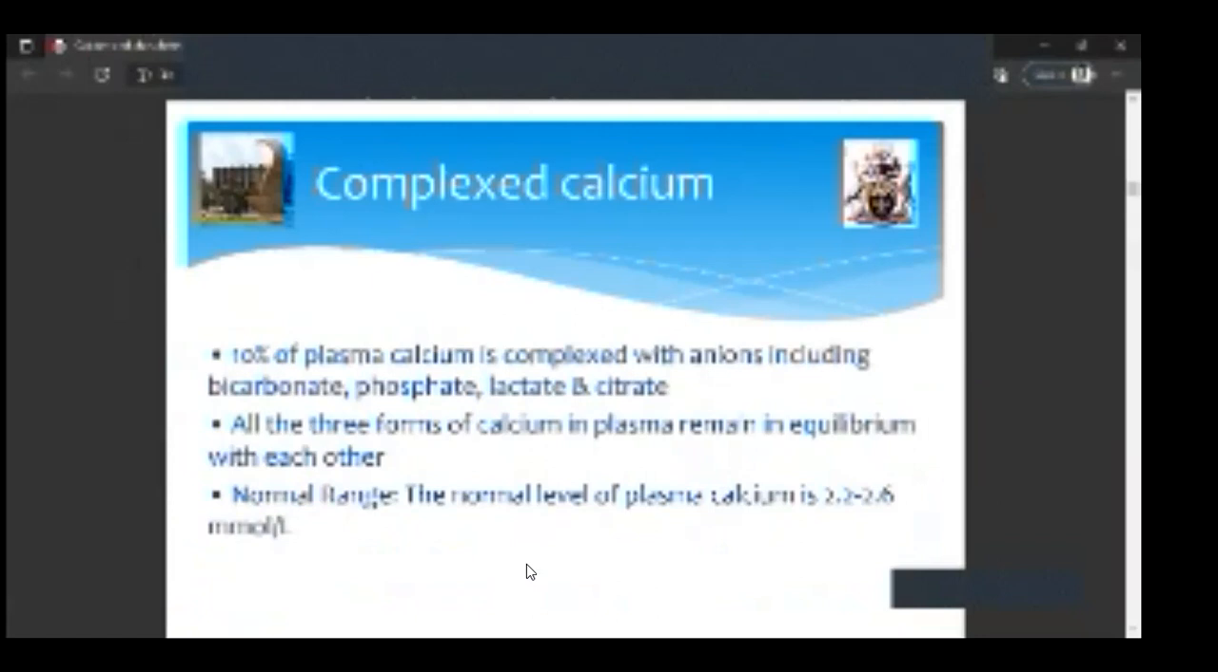So what are the normal levels of calcium? This you must know in physiology. It's 2.4 plus or minus 0.2, so you're looking at 2.2 to 2.6 millimoles per liter. You can also have it in milligrams per deciliter, but usually we prefer to use millimoles per liter.